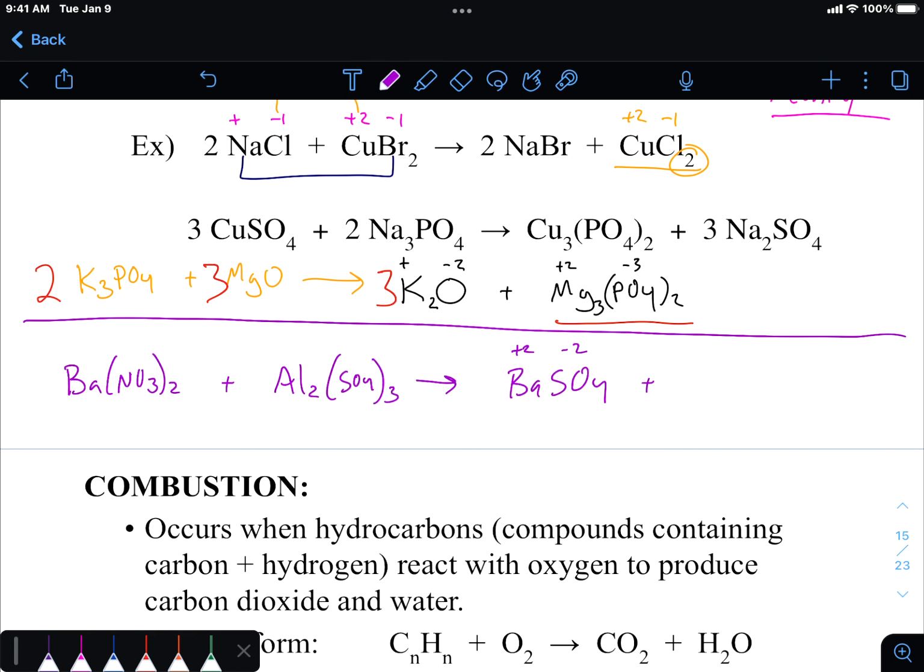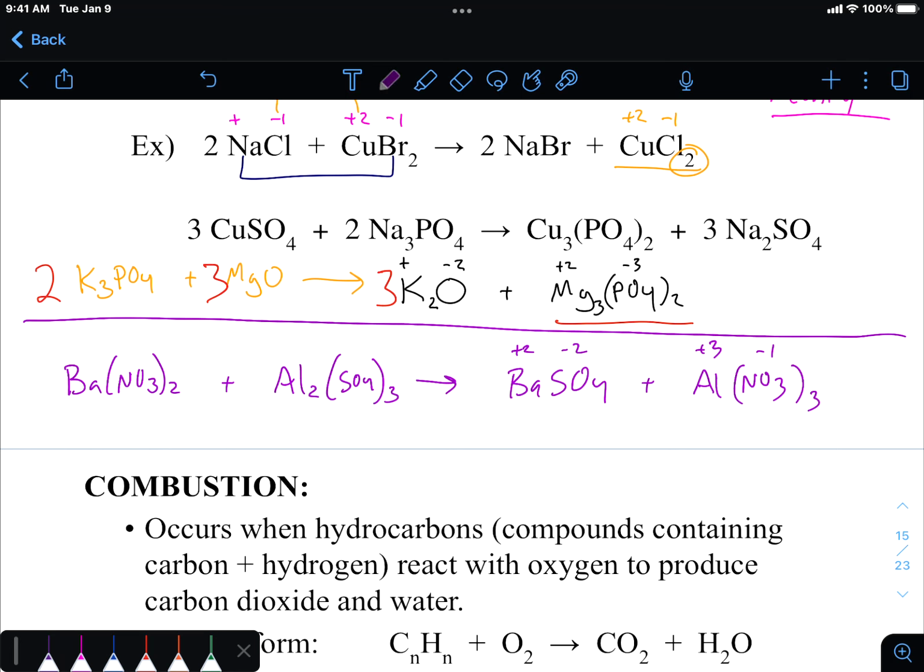All right, so then that leaves aluminum and the nitrate. So aluminum is a +3 charge. Nitrate is a -1. How am I going to fix that? What do I do? Yeah, subscript 3. Okay. All right, each formula is now neutral.